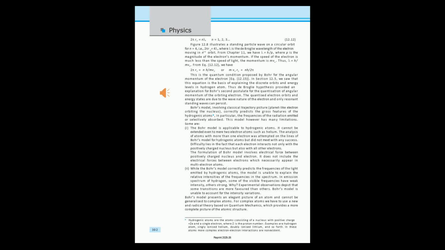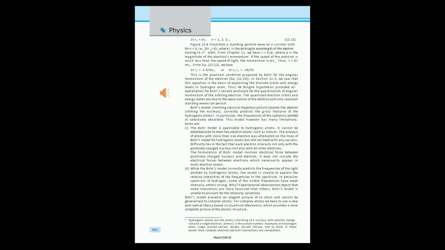This is the quantum condition proposed by Bohr for the angular momentum of the electron, equation 12.15. In section 12.5, we saw that this equation is the basis of explaining the discrete orbits and energy levels in the hydrogen atom. Thus the de Broglie hypothesis provided an explanation for Bohr's second postulate for the quantization of angular momentum of the orbiting electron. The quantized electron orbits and energy states are due to the wave nature of the electron, and only resonant standing waves can persist.